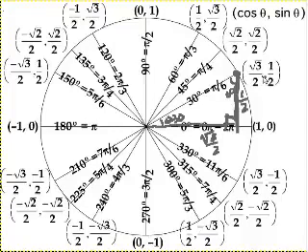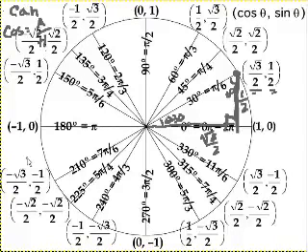And now what I want to show you is why this x-coordinate can be taken as the cosine of theta, and why this y-coordinate can be taken as the sine of theta. Well, what does SOHCAHTOA tell us? Let's start with the cosine. SOHCAHTOA. Cosine is adjacent over hypotenuse, right? Cosine is equal to adjacent over hypotenuse.